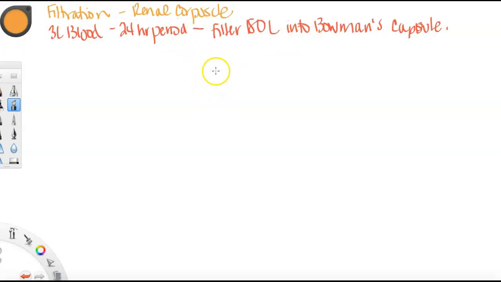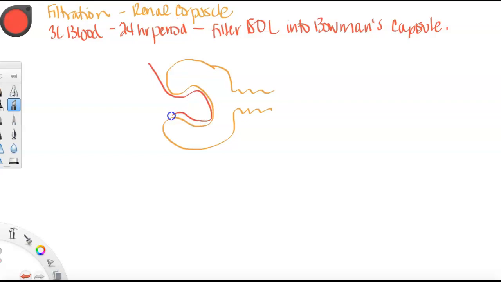So let's look at our corpuscle. Let's put our little glomerulus in here. Actually, I'm going to erase that because I might need that. But just know that the capillaries are in there. So that's the glomerulus. The glomerulus is just a capillary bed.